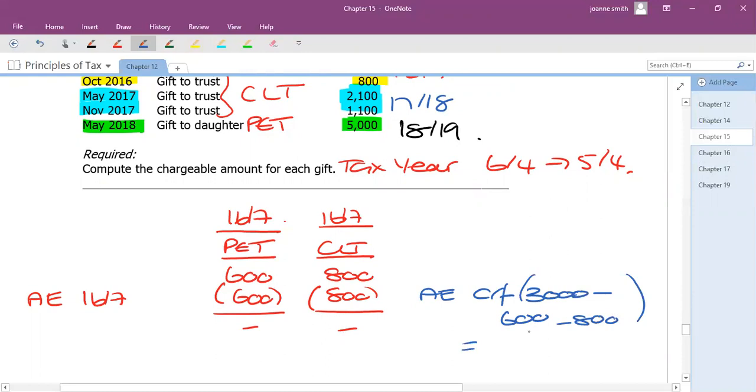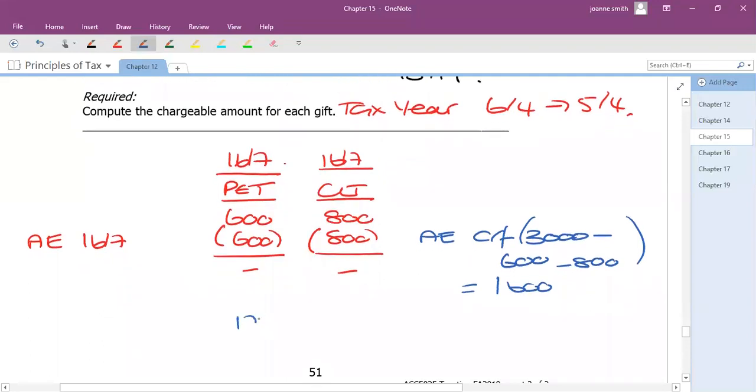What we got there, 14, can't add up here. So what we got, 1,400, 1,600, isn't it? Then we have the tax year 17-18 then.